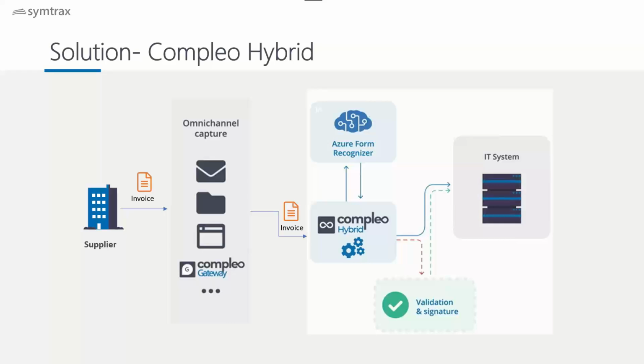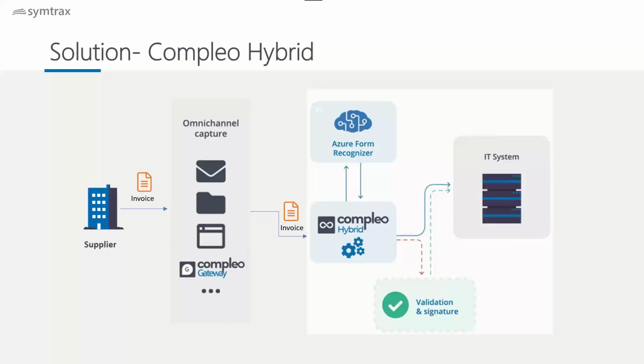After retrieving a document from the supplier side, Compleo Hybrid will upload the document to Azure Form Recognizer. And here, Azure Form Recognizer will be trained using sample and historic data to identify the supplier and to identify the invoice based on the supplier name, after which the necessary information will be extracted and sent back to Compleo Hybrid in a structured JSON format. Now, Compleo Hybrid can process the extracted information and integrate it into the customer's ERP.